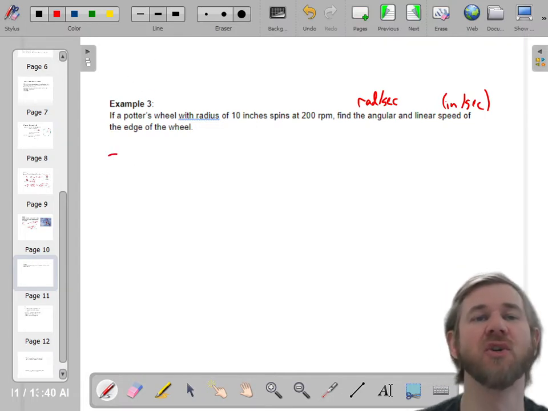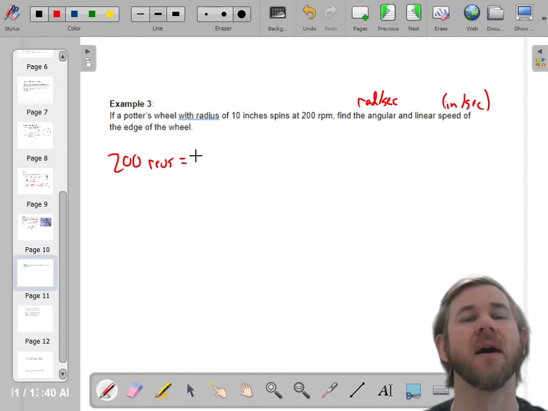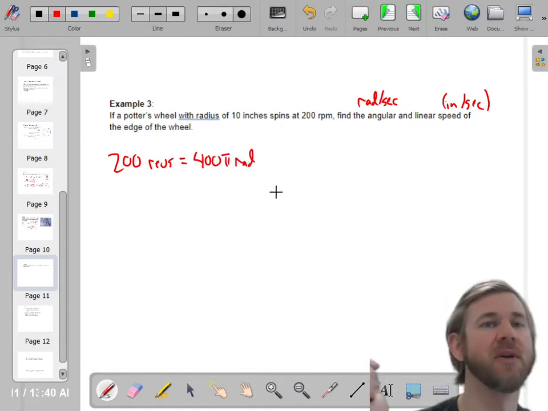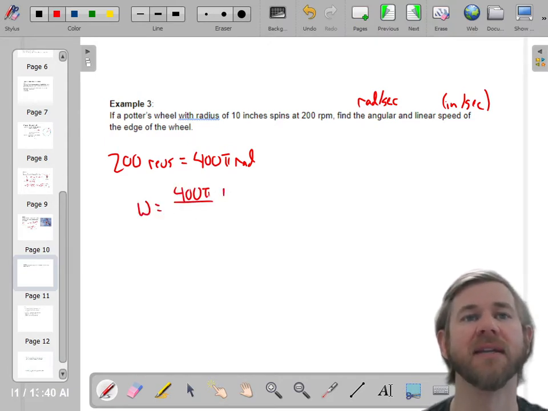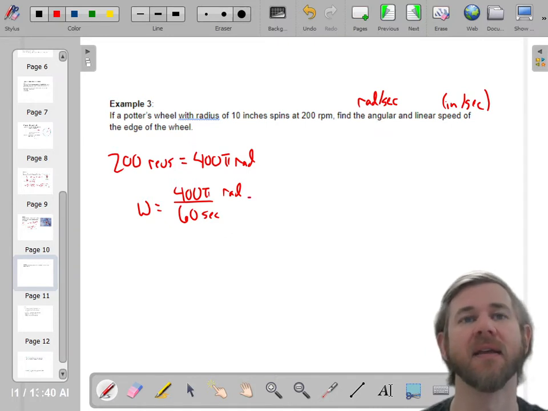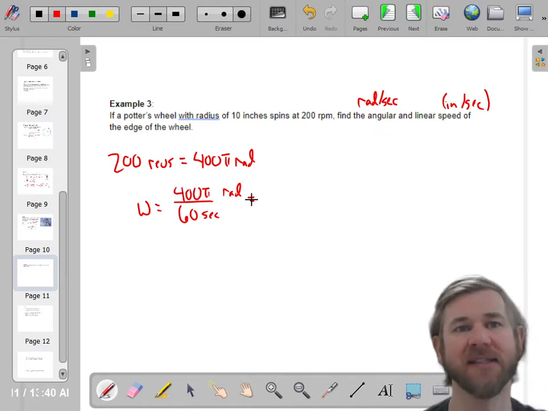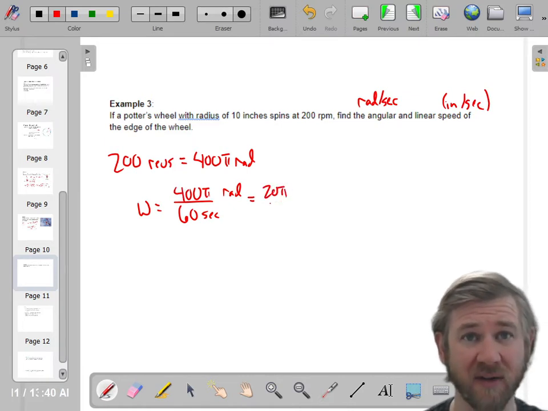I didn't give you units, so let's do those too. But if it says 200 revolutions per minute, you're going to go around 200 revolutions. Each one of those is 2 pi, so that'd be 400 pi radians. If you go around 200 times, that's 400 pi radians. So if I say what is the angular speed, it's 400 pi radians over 1 minute, which is 60 seconds. If I wanted 60 seconds, then I would do 400 pi divided by 60, which will reduce, these are both multiples of 20, to 20 pi over 3.